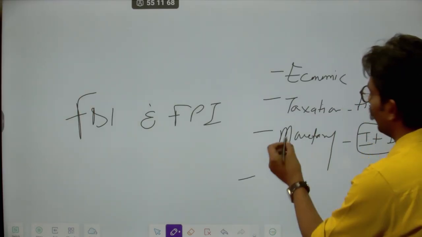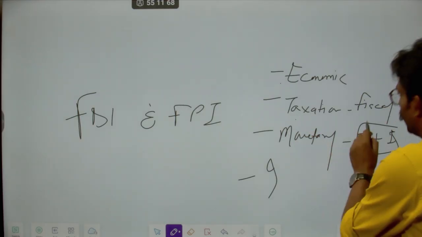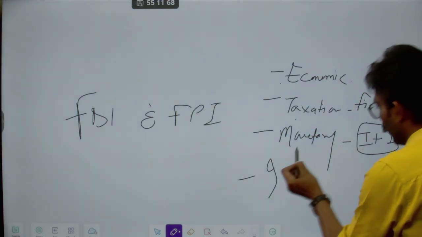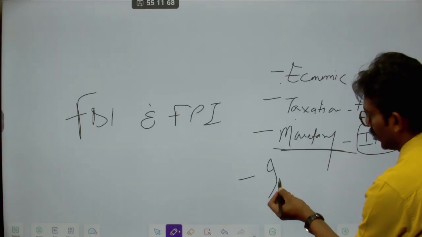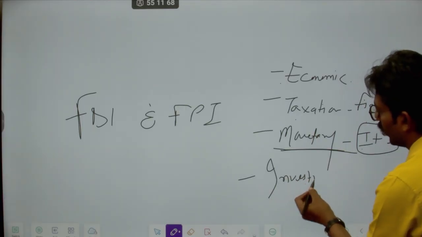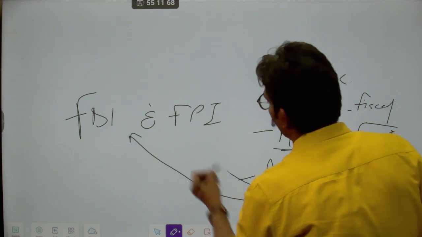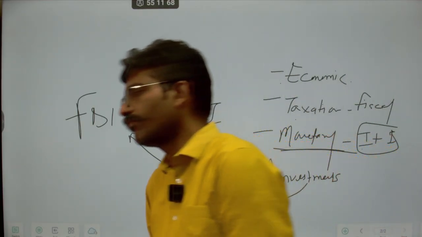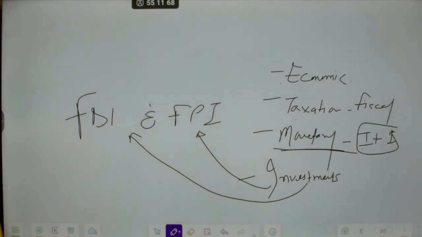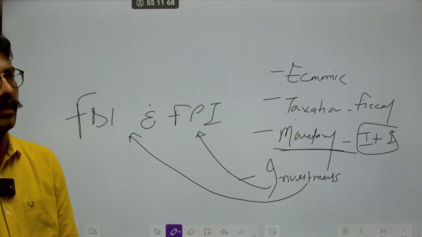Besides that, investments. So you study economic conditions, taxation, and your monetary policy. You are anyway studying this monetary policy here. You will study about investments. Okay. Now, what is the difference when it comes to investments? You are studying FDI and FPI. What is the difference between FDI, foreign direct investment, and foreign portfolio investments? What's the difference? Tell me. What's the difference between FDI and FPI?